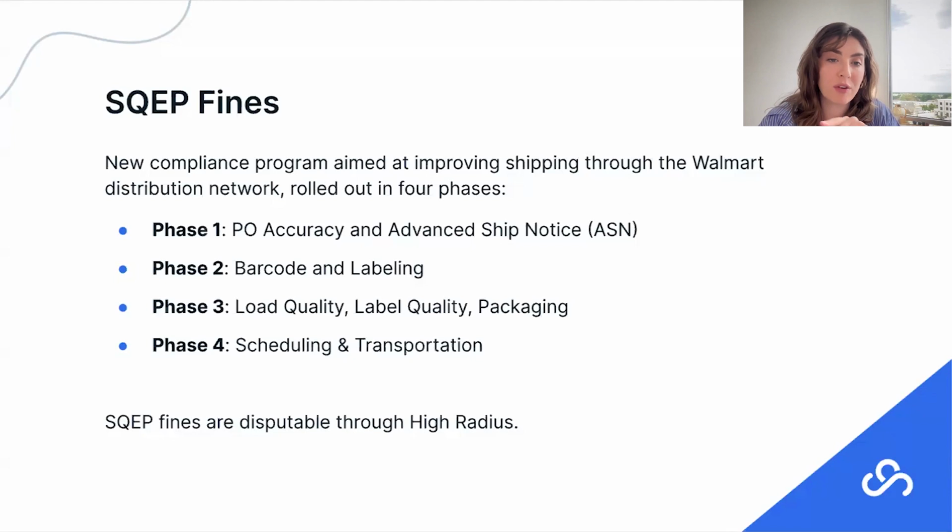That's going to be helpful for phase 1 as well, but Walmart really breaks down what's going on in there, and we have a resource that summarizes a lot of that content because it is 230 pages of detailed information on barcode labeling, load quality, pallets, etc. But again, we're focusing on phase 1, and phase 1 has a couple different fines within it. But just note that all of these are disputable in HighRadius.